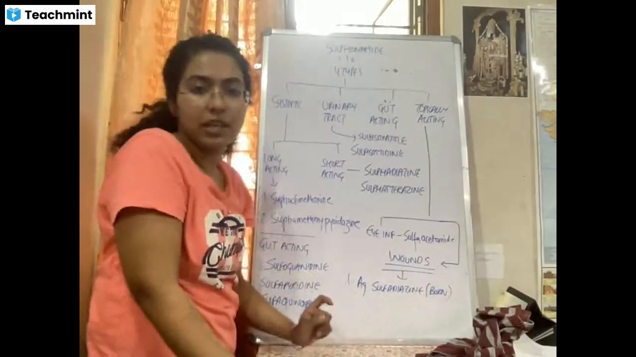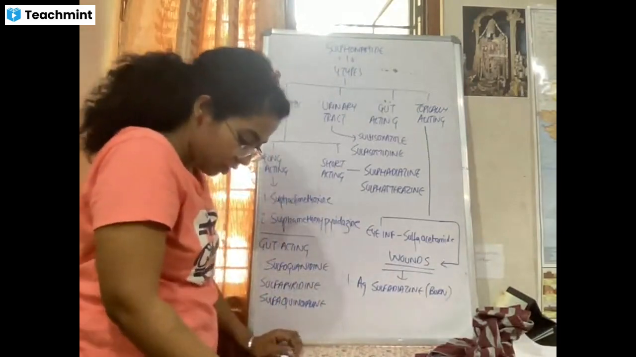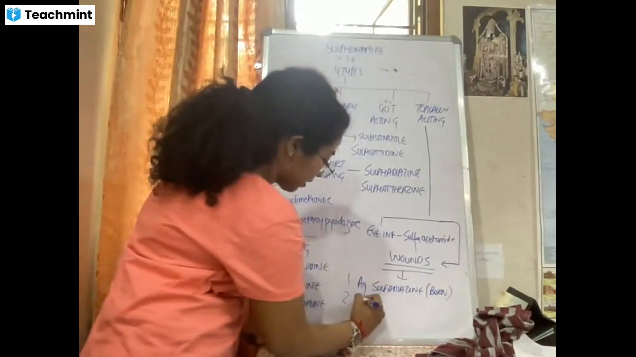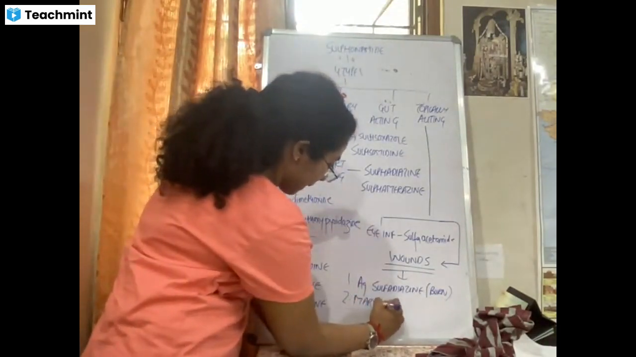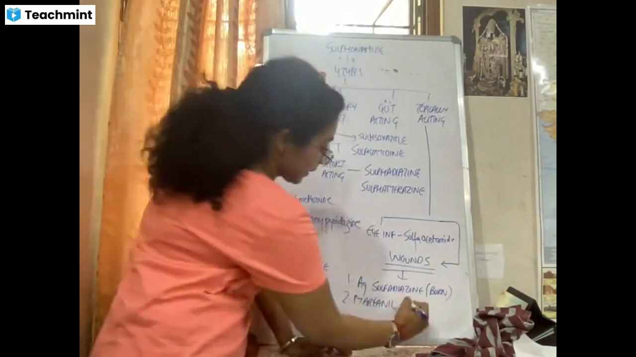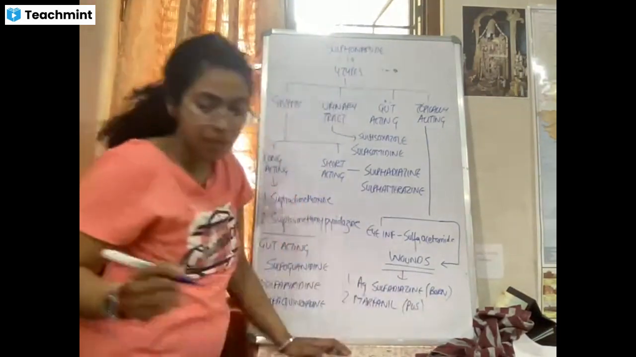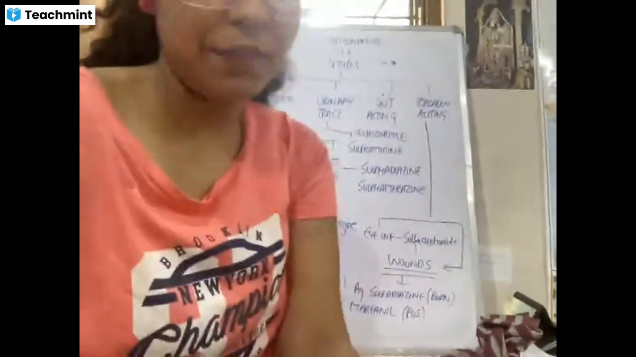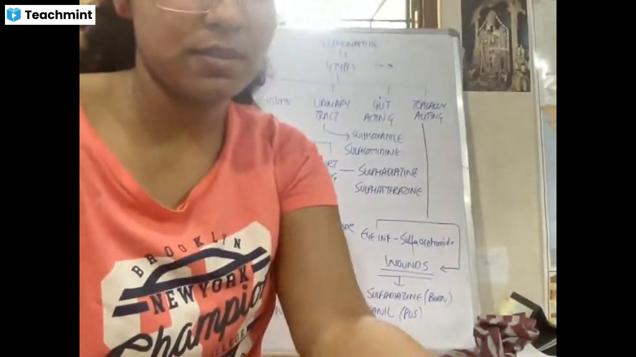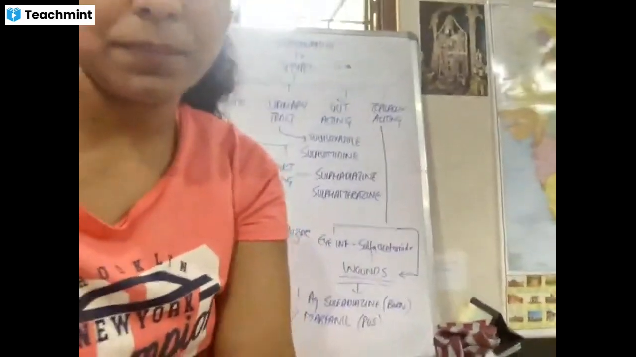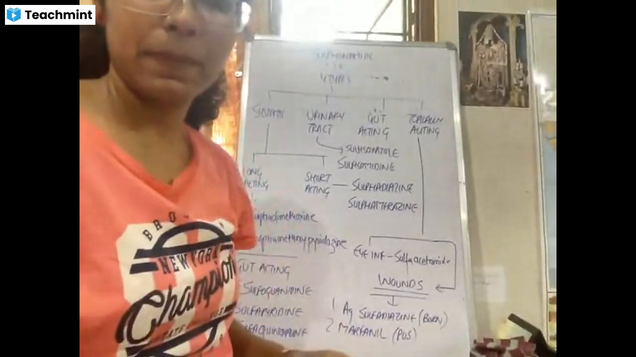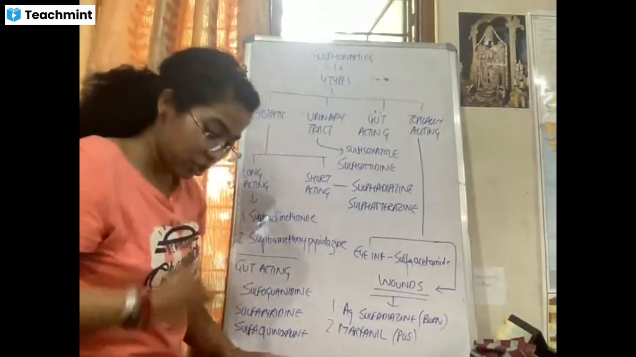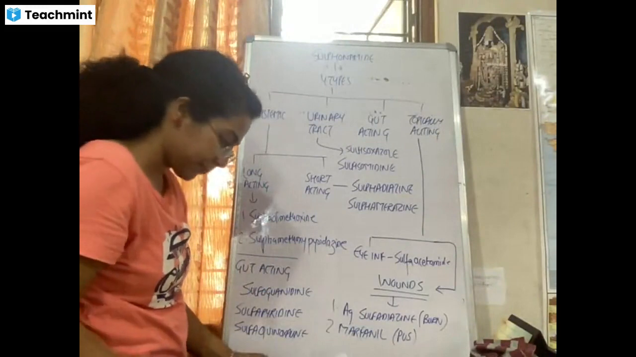Silver sulfadiazine is there. And we have mulfenil, which is used in the cases of pus. Okay. So this is the classification of sulfonamides.